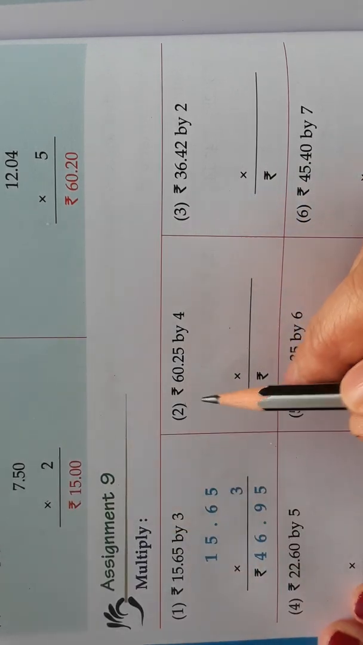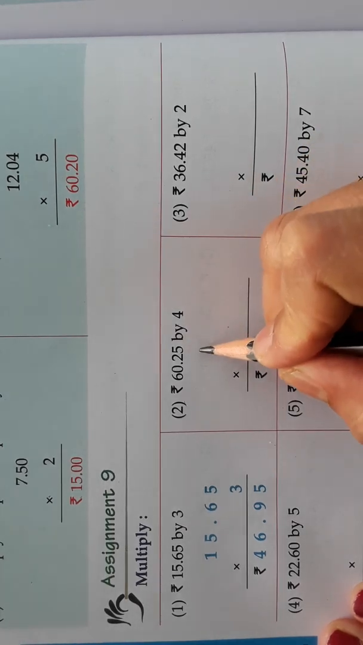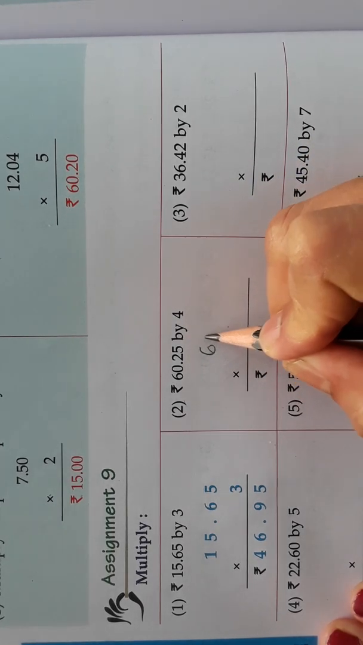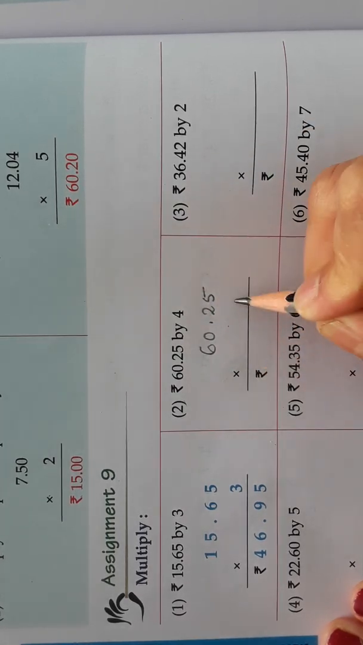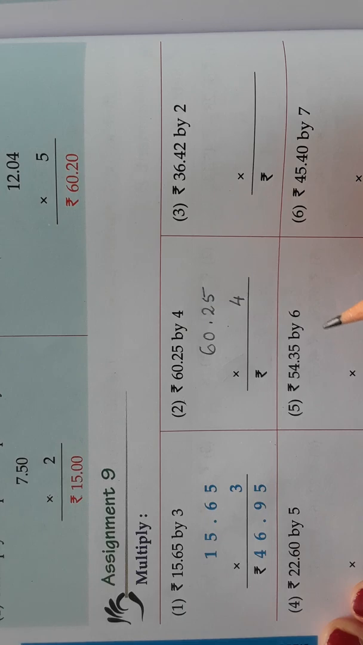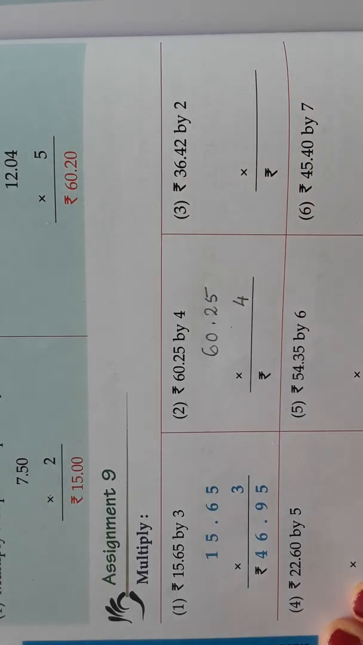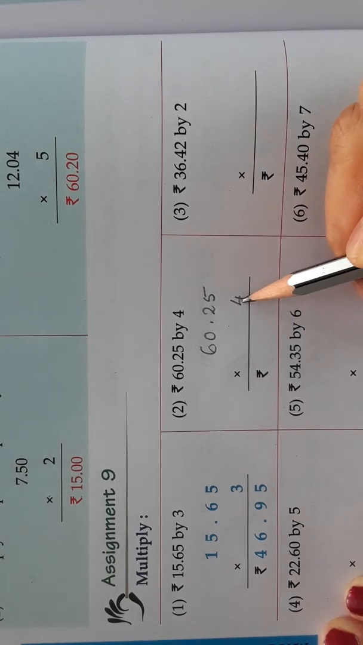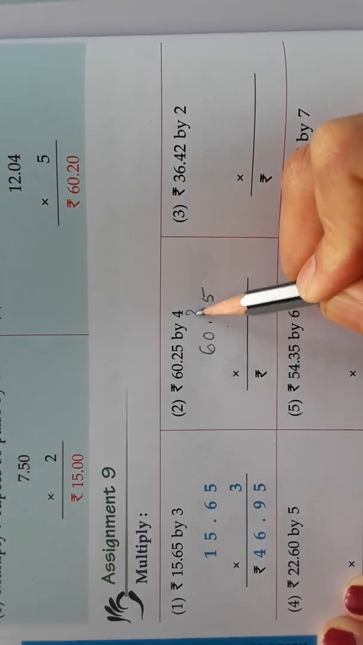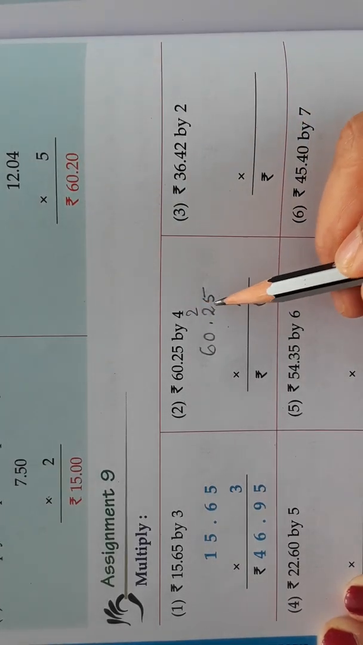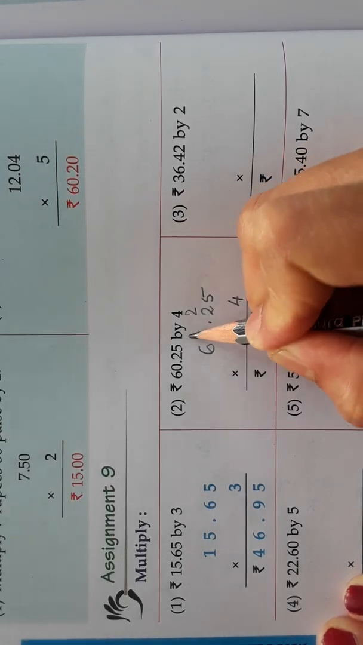See here, the second sum I will do. Multiply 60 rupees 25 paise by 4. So what should we do? 60 rupees 25 paise into 4. Come, we will do the multiplication. See here, 4 5s are 20. Write 0 and 2 as carry. 4 2s are 8. 8 plus 2, 10. So write 0 and 1 as carry.